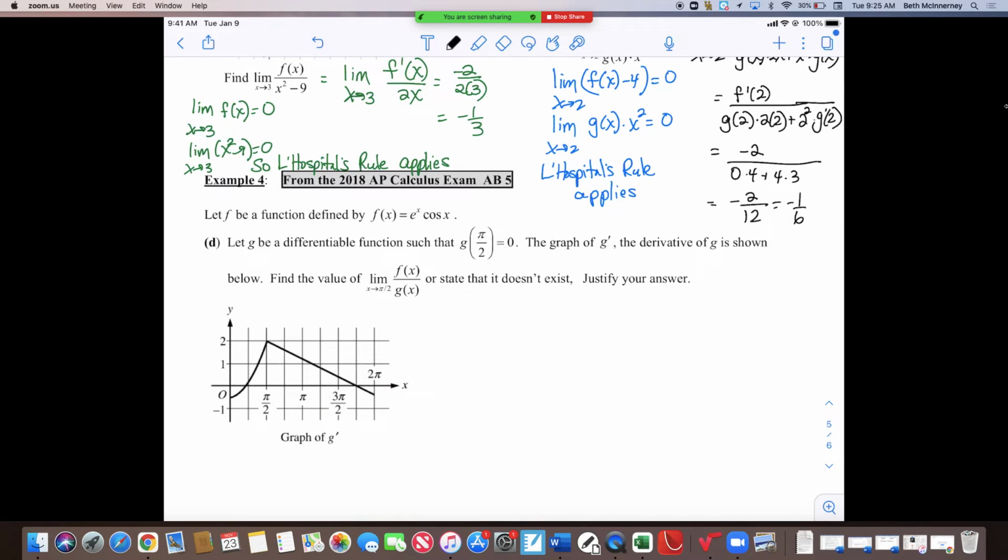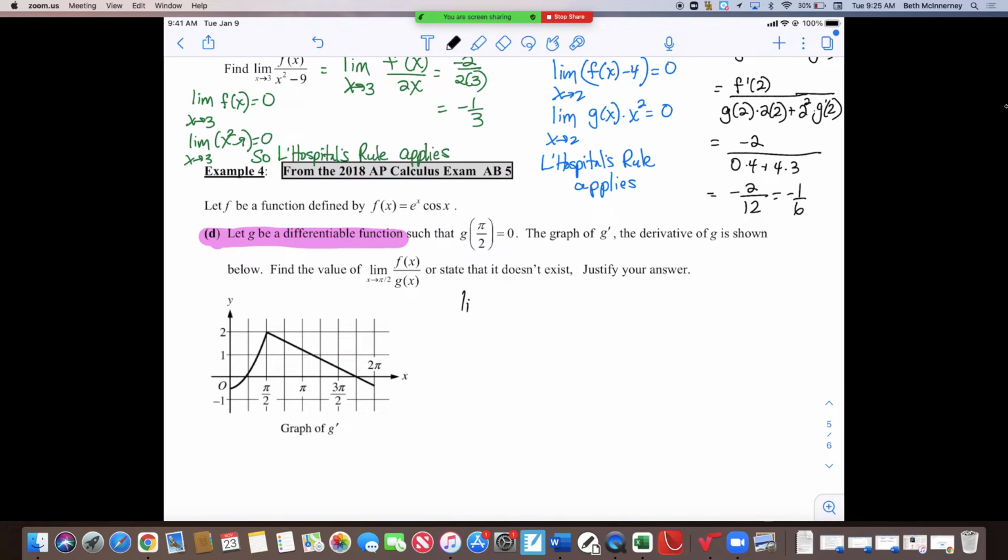So it says, let f be a function defined by f of x equals e to the x cosine x. Let g be a differentiable function such that g of pi over 2 equals 0. This is really important. g is a differentiable function. The graph of g prime, the derivative of g, is shown below. Find the value of the limit as x approaches pi over 2 of f of x over g of x, or state that it doesn't exist. Justify your answer.